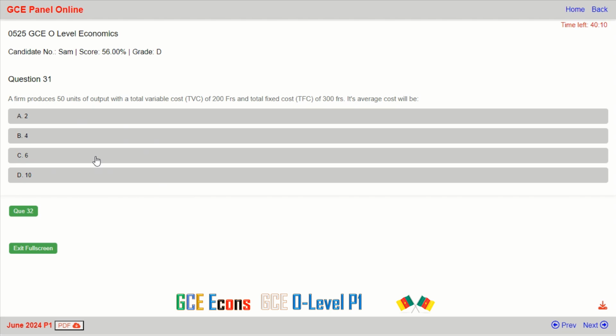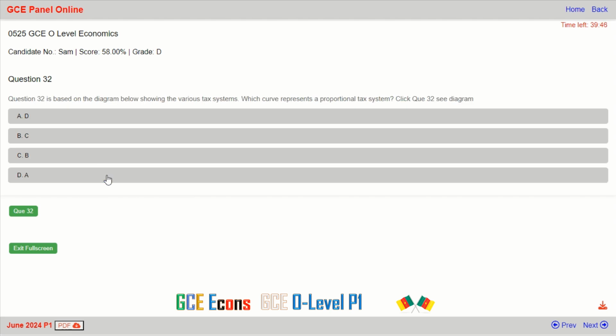A firm produces 50 units of output with a total variable cost of 200 francs and total fixed cost of 300 francs. So its average cost will be, the total cost will be total fixed plus total variable, which is 500. 500 divided by 50, that gives us 10, right? Yep.